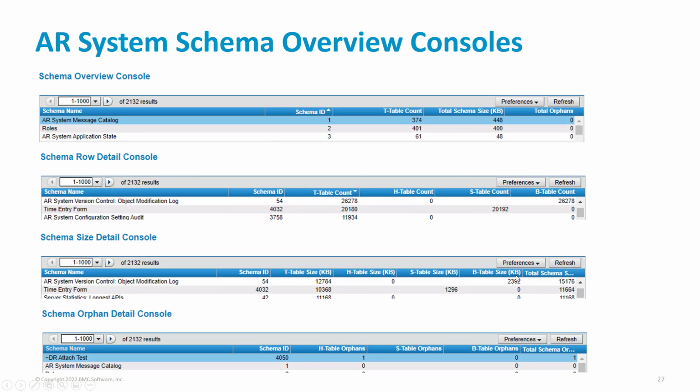Now, in the fly-up menu, I have 4 different options. I can choose the main Schema Overview console, which has a table that looks like the first example here, shows the schema ID, table count, size, and orphans. If I choose the next console, it's called the Schema Row Detail console. And this has slightly different information because it also shows the count in the T tables as well as the count of the H table and the S table and the B table.